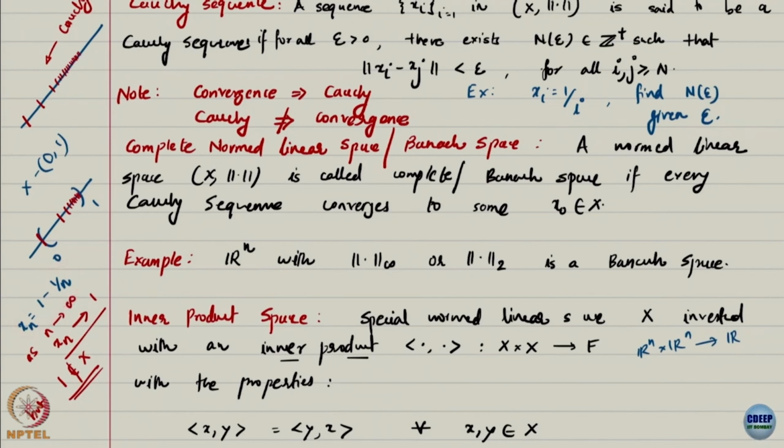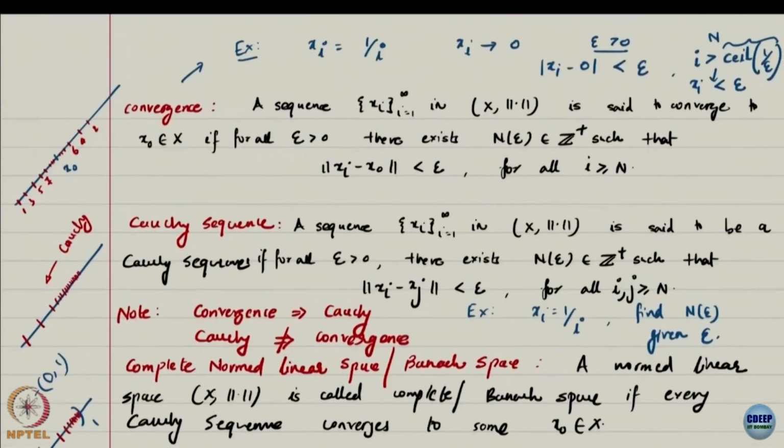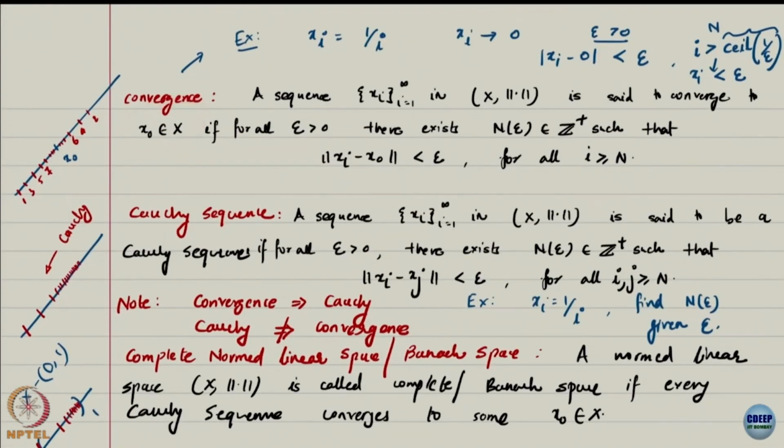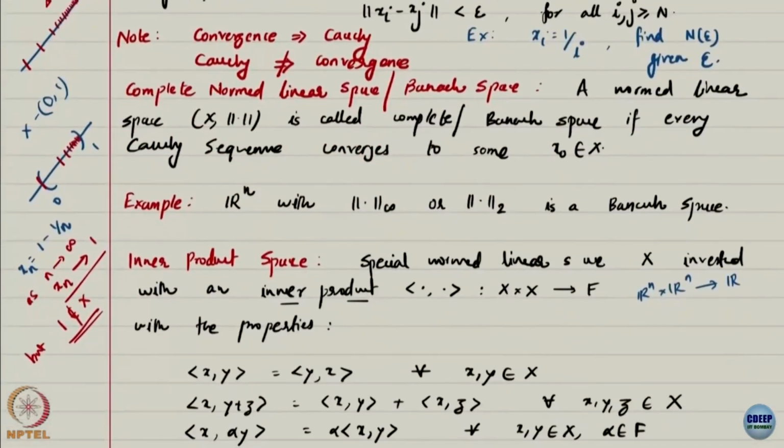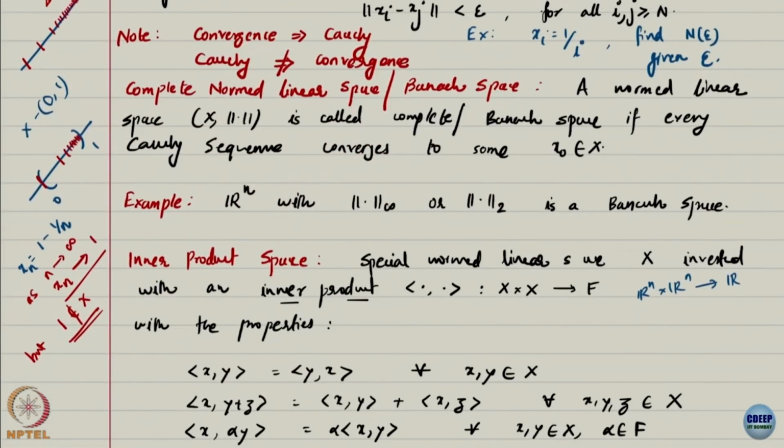I take my sequence as xn equals 1 minus 1 over n. So where does it converge to as n tends to infinity? 1. But I cheated, 1 is not in my vector space. So this sequence is not convergent as per my definition, because the point of convergence has to be in x. But this is a Cauchy sequence, not difficult to see, because as you increase n, all your terms start bunching here on the right hand side.